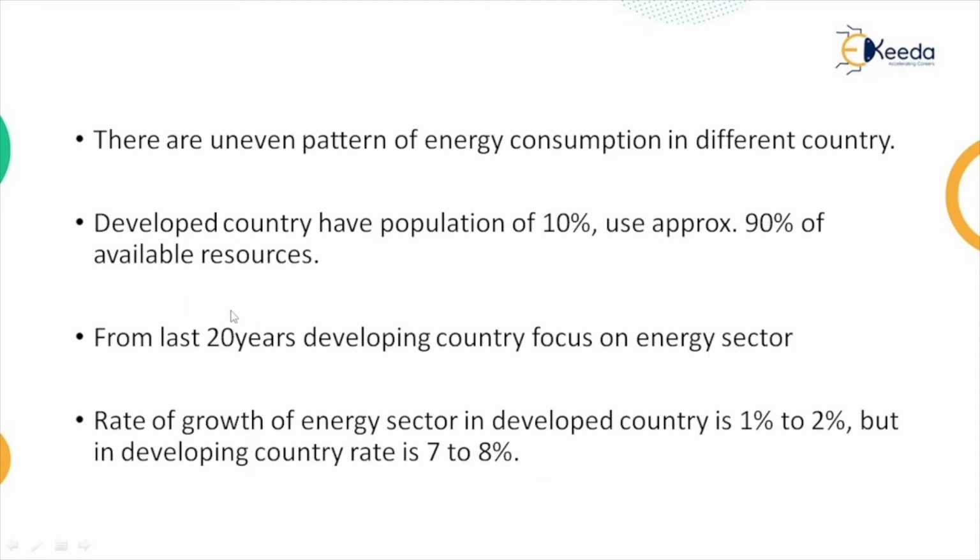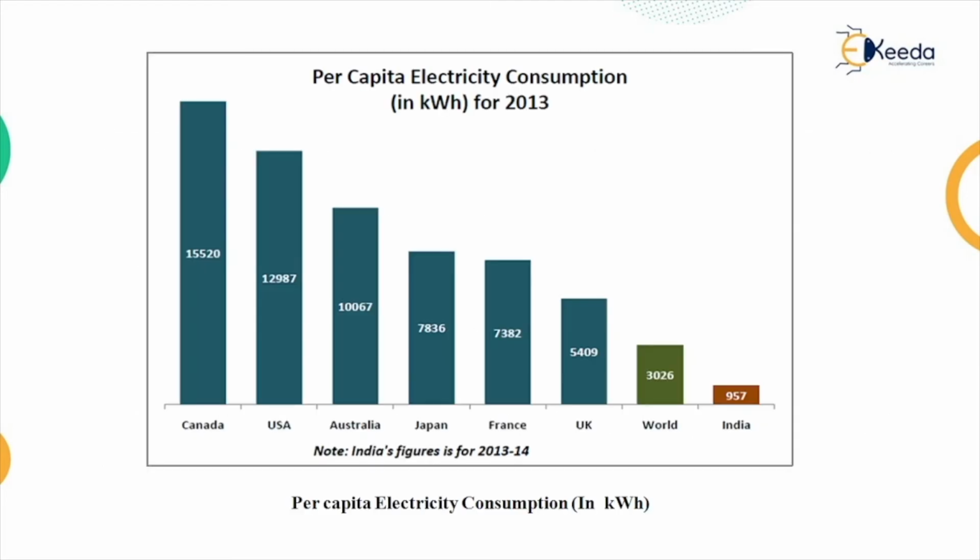Over the last 20 years developing countries have focused on the energy sector, and after World War II developing countries also focused on the energy sector. The rate of growth of the energy sector in developed countries is 1% to 2%, because they already consume a lot of energy. But in developing countries the rate is 7 to 8%, because they know that energy consumption is the key source for the development of a country.